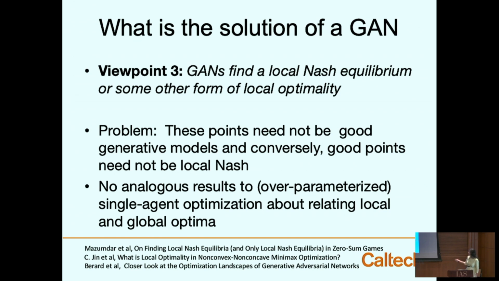And again, there is a huge deviation with respect to what we can say in single agent versus multi-agent optimization, right? So with single agent optimization, we have all this correspondence between local and global optima, especially if you over-parameterize the models to sufficient degrees, you can get a lot of nice guarantees. But there is no such analog for multi-agent, and that's why even this notion of local Nash can be hard, and can be hard to reach as well in many cases.